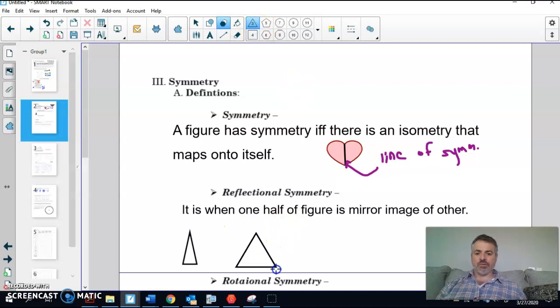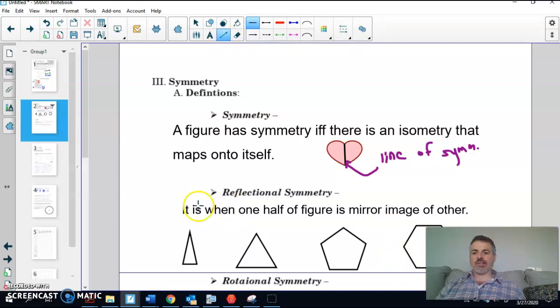That would have reflectional symmetry. Any regular polygon actually is going to have reflectional symmetry. I'll do one more with that like I have. Octagon. No, hexagon. Do I see a hexagon? Here's a hexagon. So these all have reflectional symmetry.